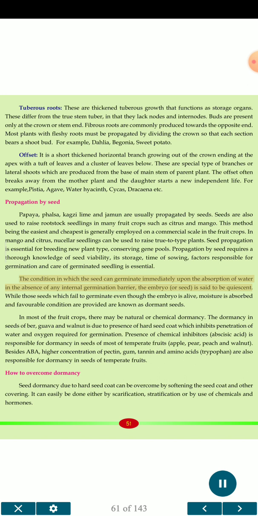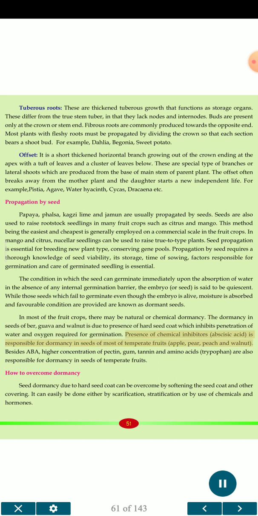The condition in which the seed can germinate immediately upon the absorption of water, in the absence of any internal germination barrier, the embryo of the seed, is said to be quiescent. Those seeds which fail to germinate even though the embryo is alive, moisture is absorbed and favorable conditions are provided are known as dormant seeds. In most of the fruit crops, there may be natural or chemical dormancy. The dormancy in seeds of ber, guava and walnut is due to the presence of a hard seed coat which inhibits penetration of water and oxygen required for germination.